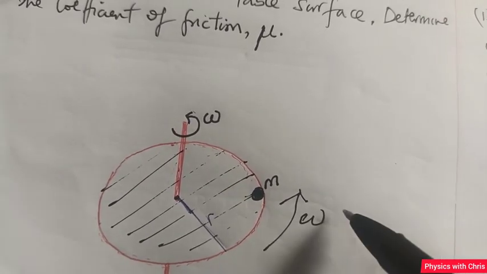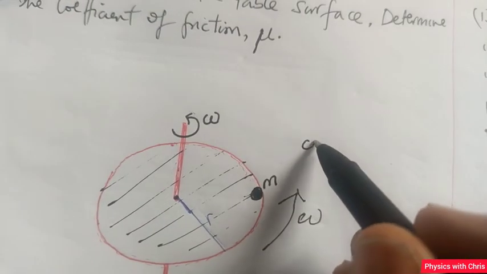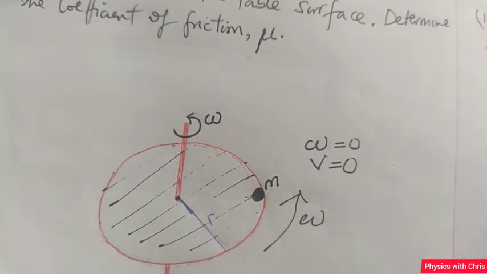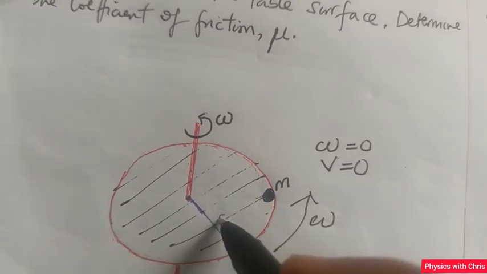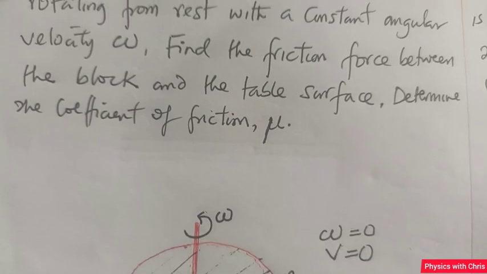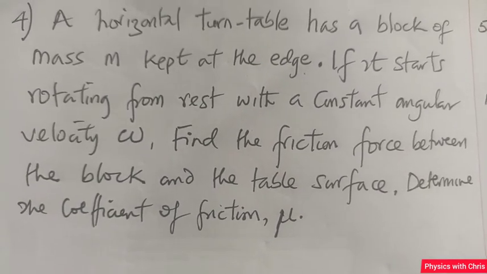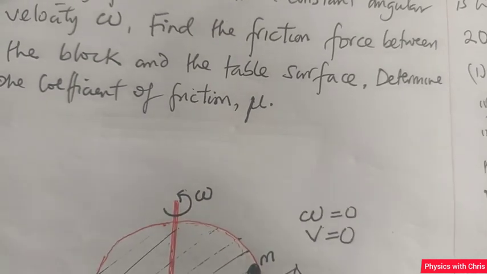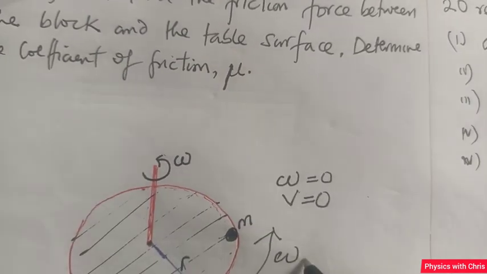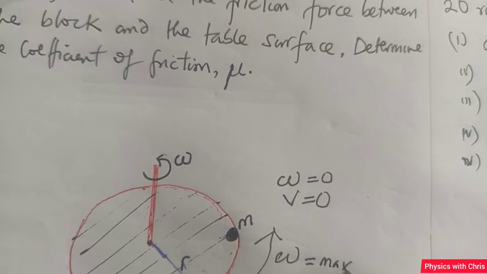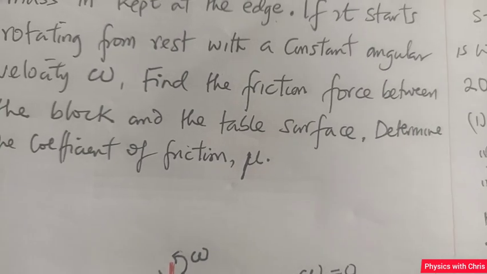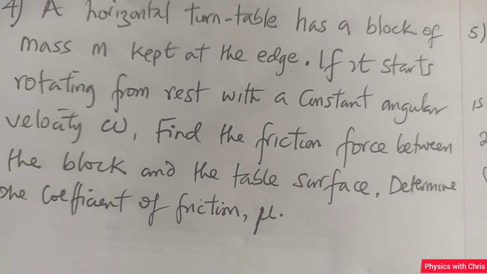and this turntable starts rotating from rest. That is to say, the initial angular velocity will be zero and the initial linear speed will be zero since it starts rotating from rest. And you can see this R stands for the radius of the turntable. So when this turntable starts rotating, let's say with a constant angular acceleration until it attains a maximum angular speed, or until it attains a maximum linear speed, v maximum. It started from rest, then rotates with a constant angular acceleration.